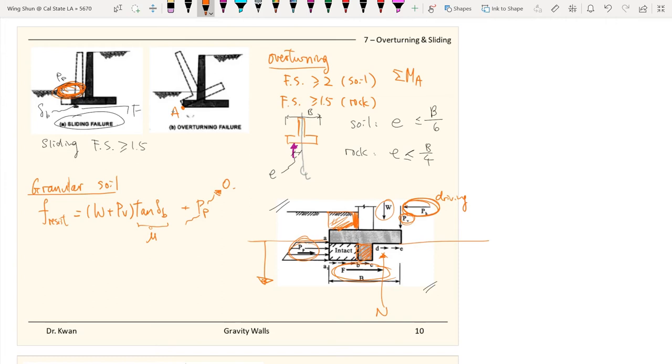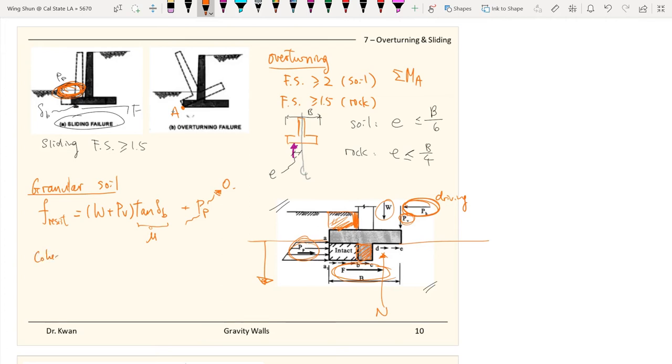Then in a special case, you can count on the piece of P as the resistance force against sliding. But in general design, we don't count on this piece of P. So that would be the resistance force against sliding for granular soils.